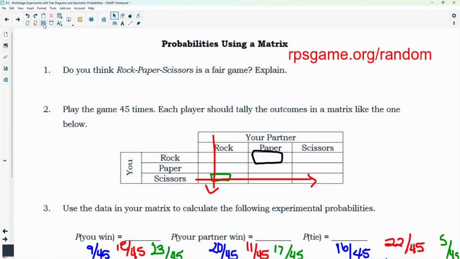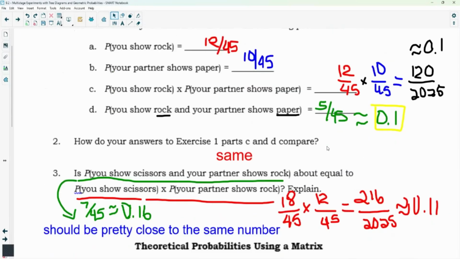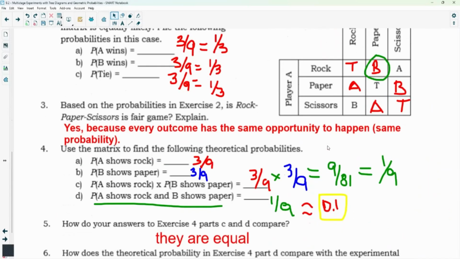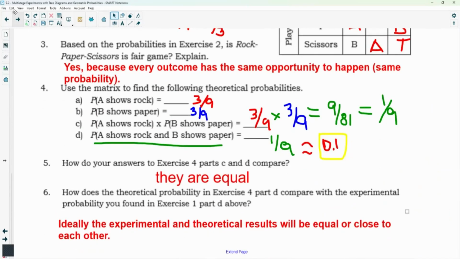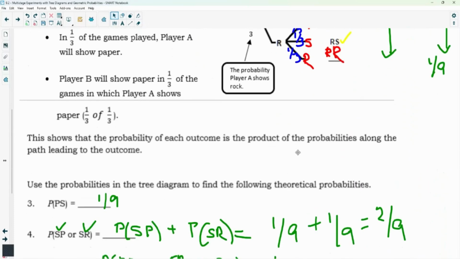Okay. And then the other activity, let me just go through again. All this is going to vary because it's experimental, and then this is the theoretical. This is going to be the same for all of you, right? So the answers are there. This is also going to be the theoretical probability. So all the answers are going to be the same for everybody.